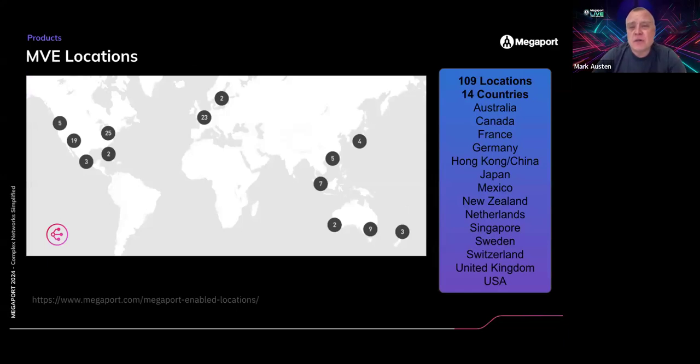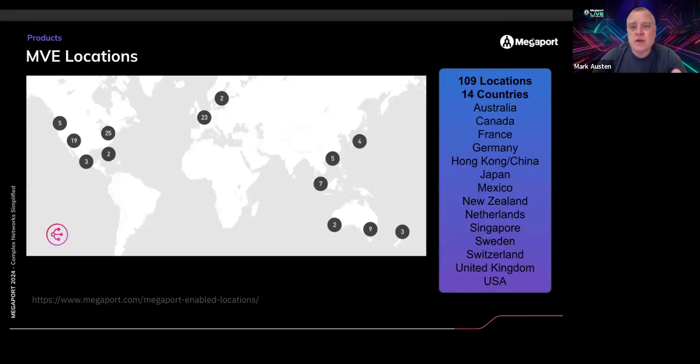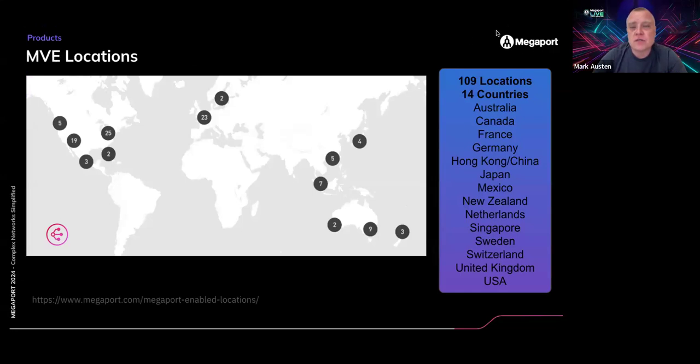MVEs are available in 109 locations globally and 14 countries. So you can see the list of countries. It has a very large footprint. So if you're looking at a requirement to deploy a firewall or an SD-WAN hub device in one of these countries, there's no need to look at deploying a physical device in a data center. You can deploy that device virtually using the Megaport Virtual Edge, connect the internet, connect it to Megaport, all within 5 minutes, and you're up and running with private connectivity on our backbone.